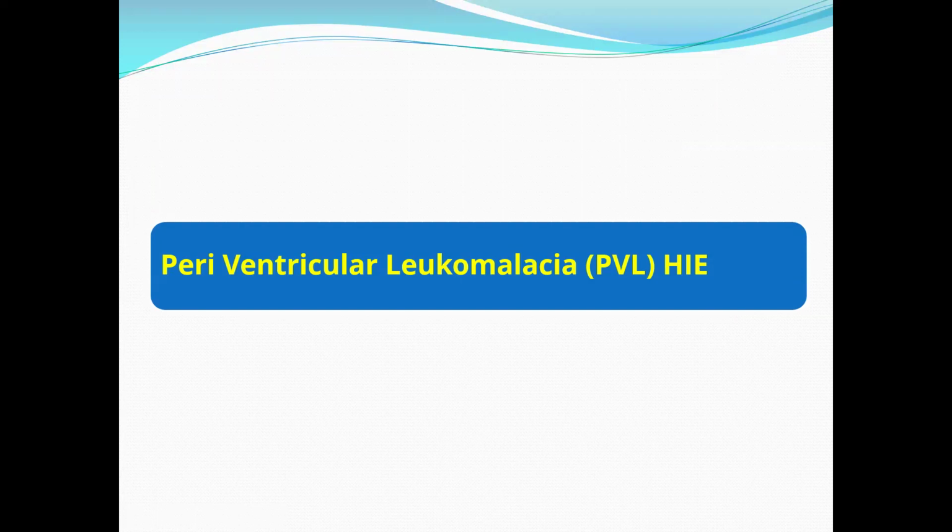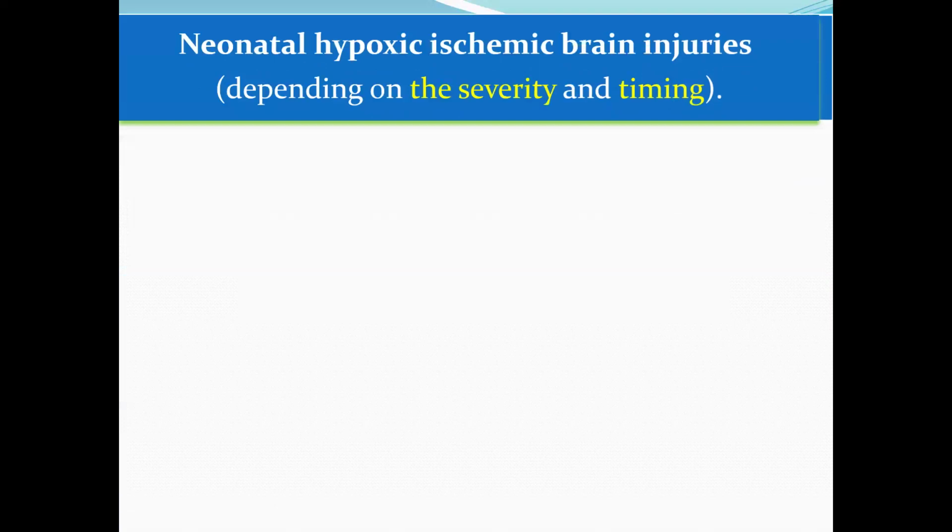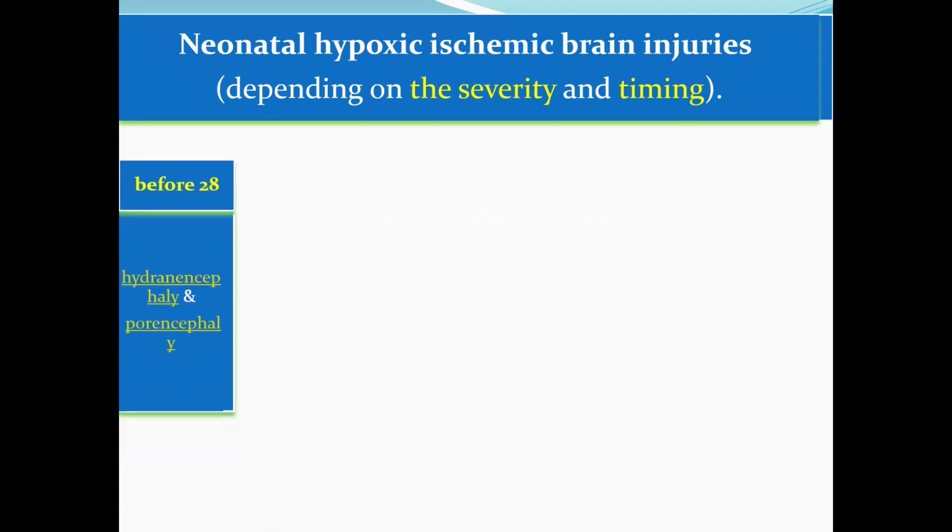The second main topic is periventricular leukomalacia, hypoxic ischemic encephalopathy. Before we start, I will give a short brief about neonatal hypoxic ischemic brain injury in infants, depending on the severity and timing. If hypoxia occurs before 28 weeks, we may develop hydranencephaly and porencephaly.